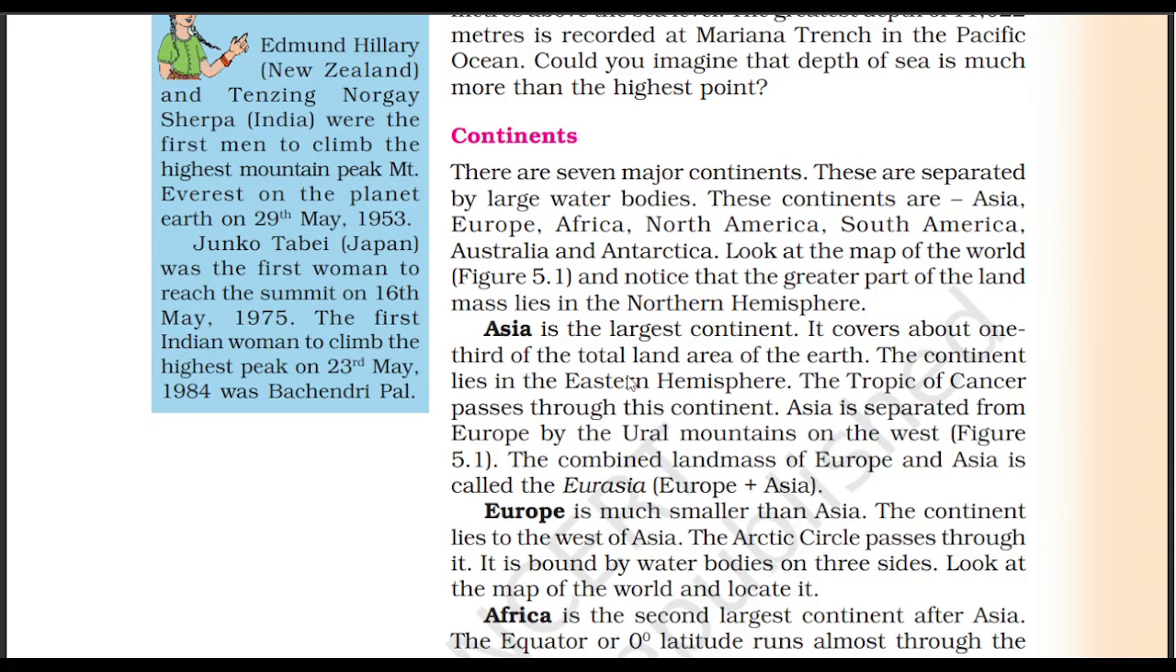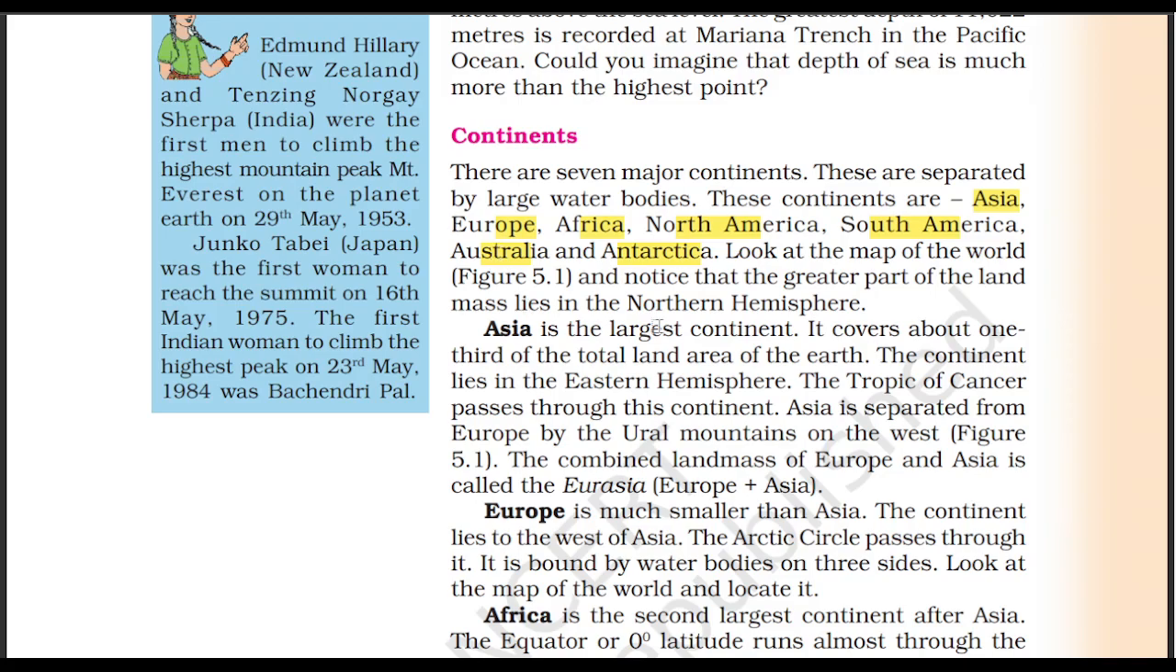Continents. There are 7 major continents. These are separated by large water bodies. These continents are Asia, Europe, Africa, North America, South America, Australia, Antarctica. Look at the map of the world, figure 5.1, and notice that the greatest part of the land lies in the northern hemisphere. Means the northern hemisphere has more portion of land compared to the south.